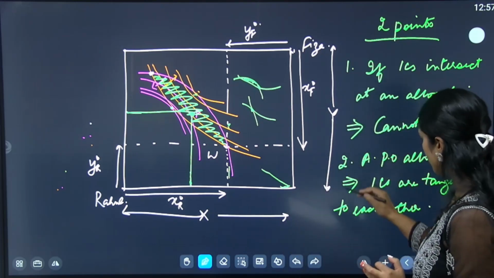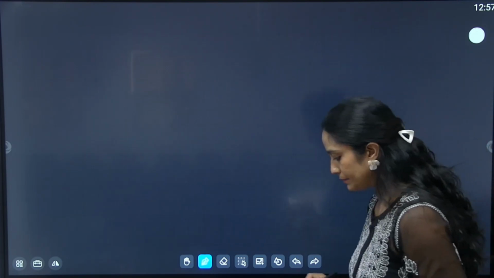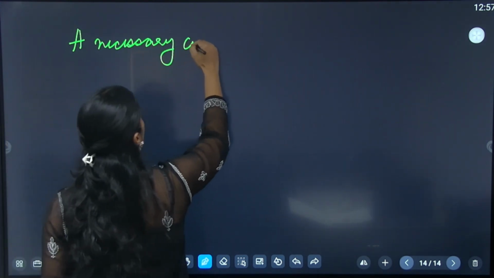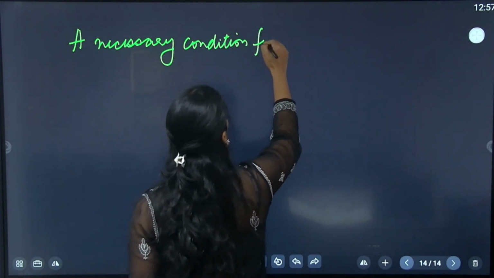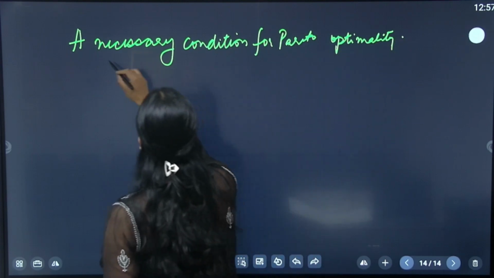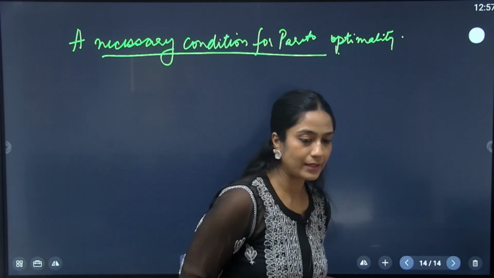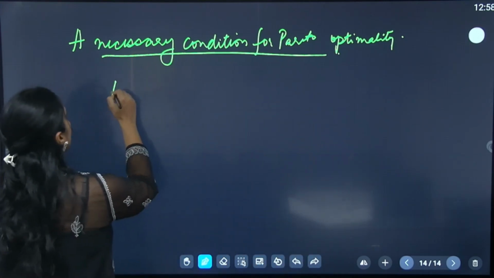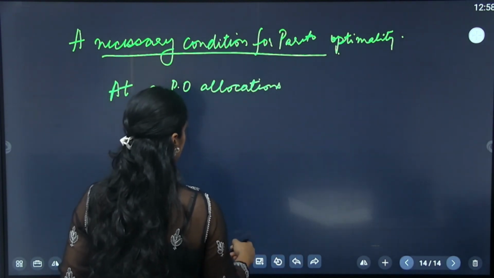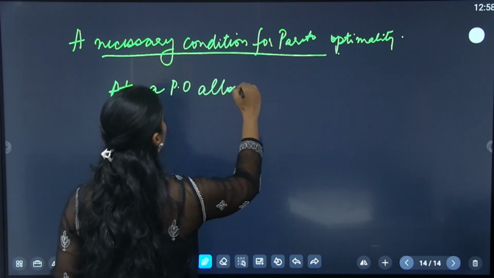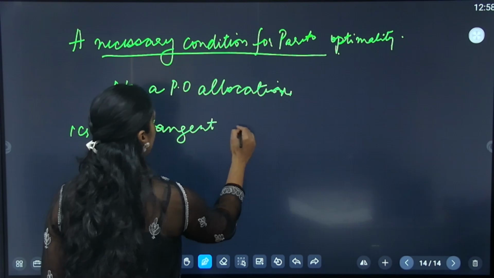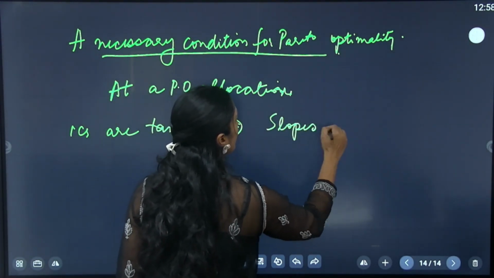Okay, so using this second condition, we have essentially arrived at a necessary condition for Pareto optimality. Okay, so it basically means that at a Pareto optimal allocation, ICs are tangent, and tangent means what? That their slopes are equal.